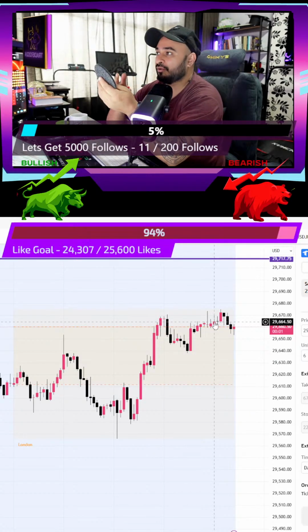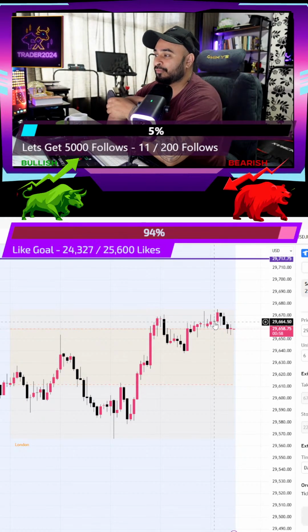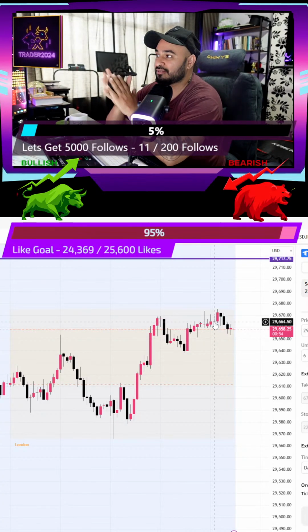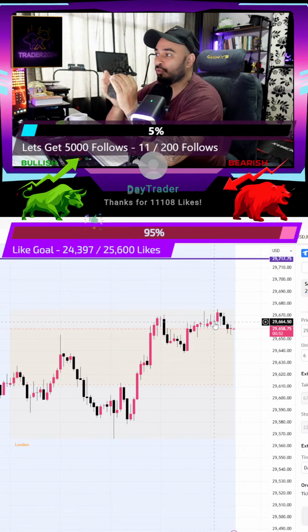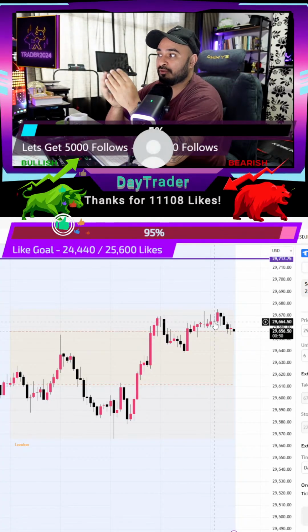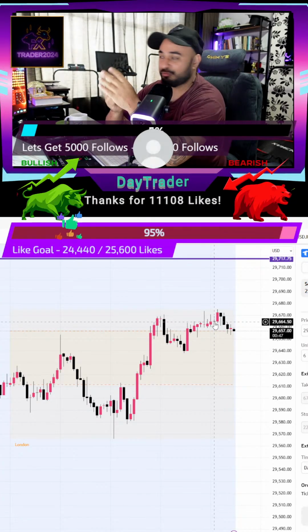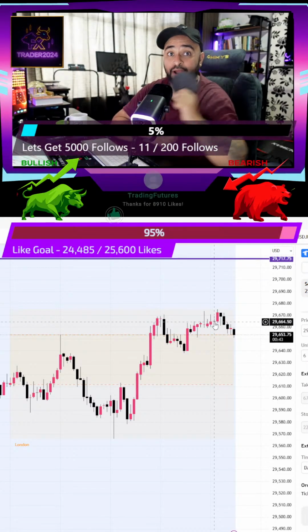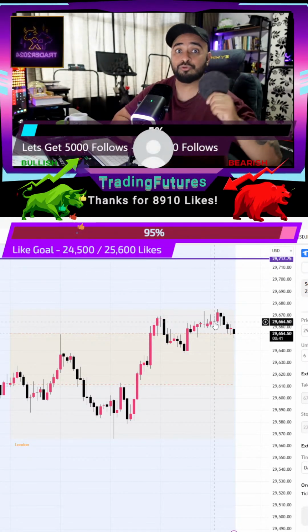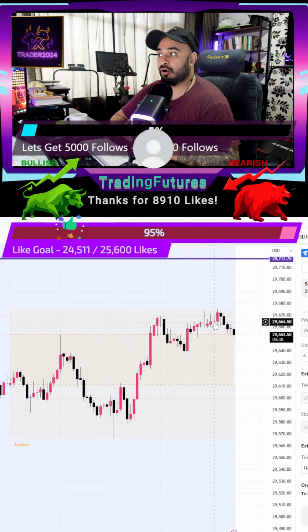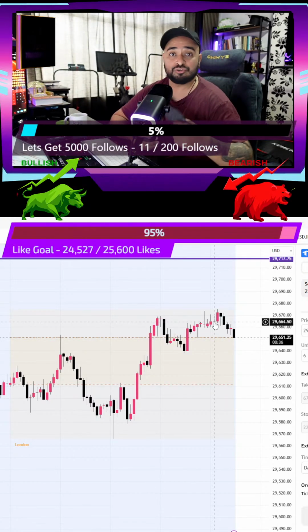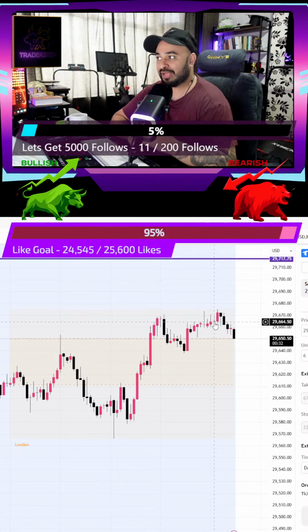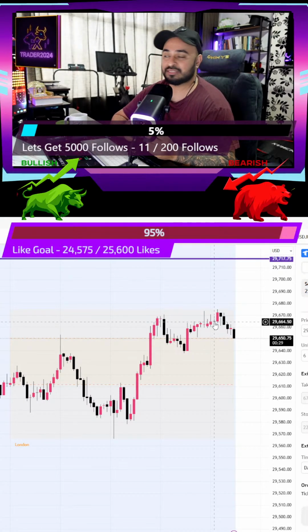Fair value gaps work. Order blocks work. Retracements work. Fibonacci tool works. Wyckoff theory works. Order flow works. Volume profile works. Trend lines work. Everything works. You just have to know how to enter on your style of trading. You need to know how to execute. You need to know your risk management. That's when you can start finding some sort of success in your trading.